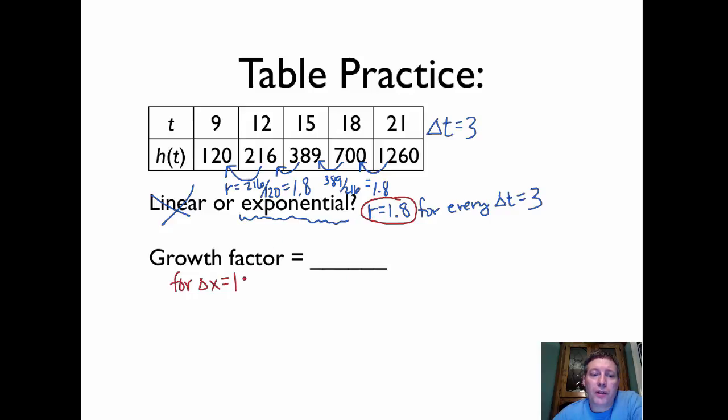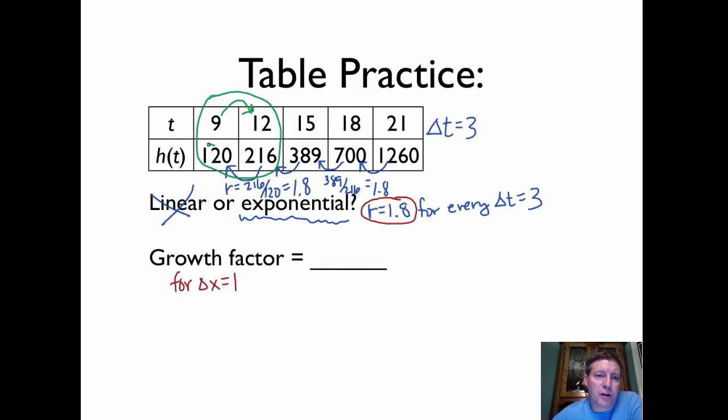All we know is that when delta x is 3, or delta t is 3, it increases times 1.8. So now we've got another little problem to solve here. How do you find the growth factor when every 3 increase gives you a factor of 1.8? Well, if we think it through, here's probably what I would do. Let's just take these two ordered pairs in green right here. Just those two ordered pairs.